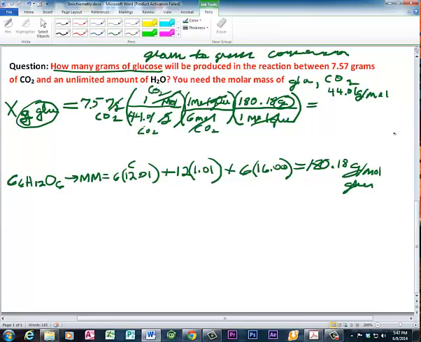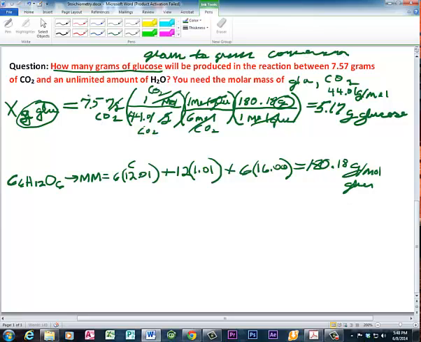Now all we have to do is plug it in the calculator, and that's 7.57 times 1 divided by 44.01 times 1 divided by 6 times 180.18 divided by 1. And of course you don't really need to plug in all those ones. And the result is 5.17 grams of glucose is produced when 7.57 grams of CO2 reacts with an unlimited amount of water. That's a gram-to-gram conversion.